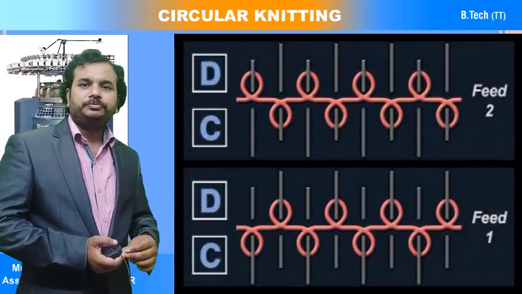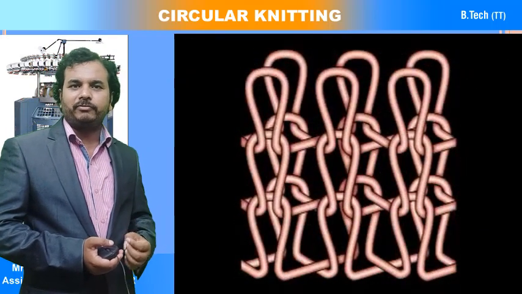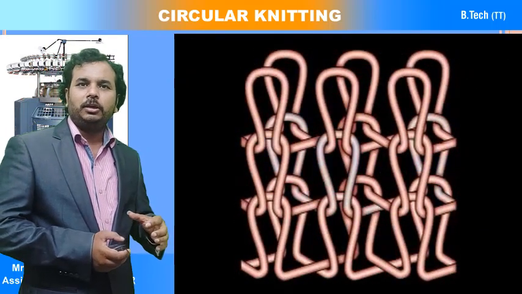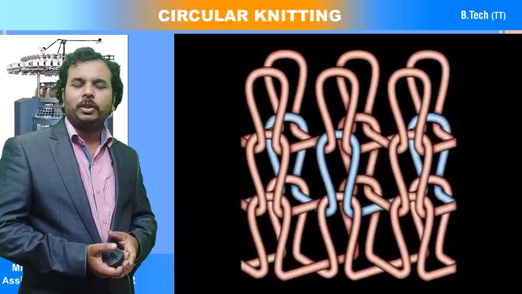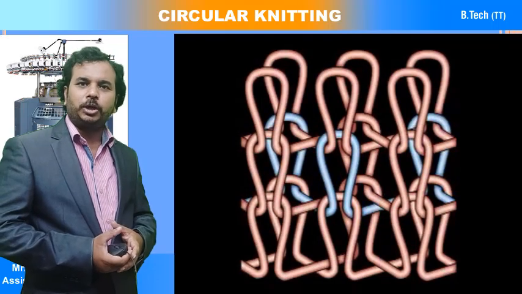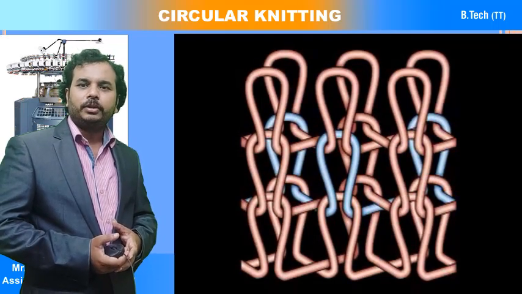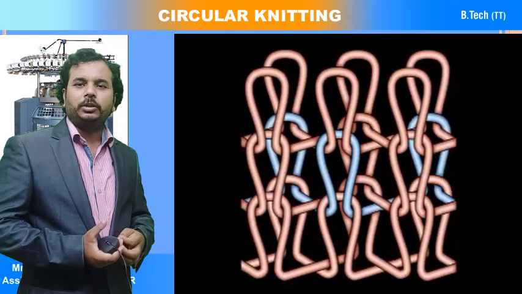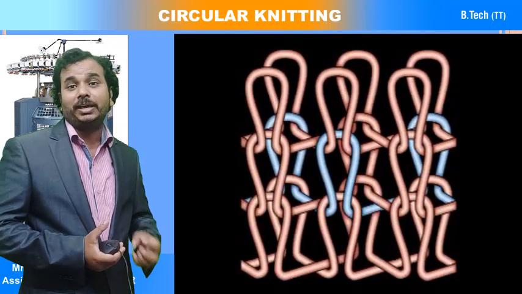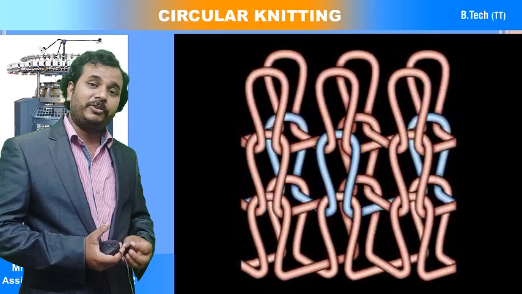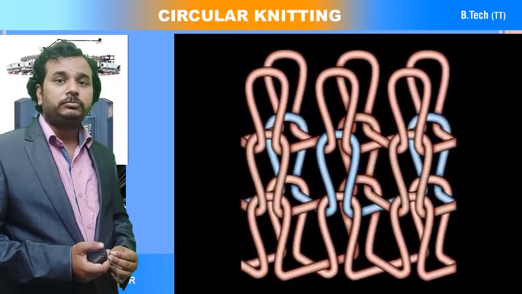You can see that the structure of the fabric looks the same on both sides. On both sides the face loops appear, tightly constructed. That is why it is called a double faced fabric.